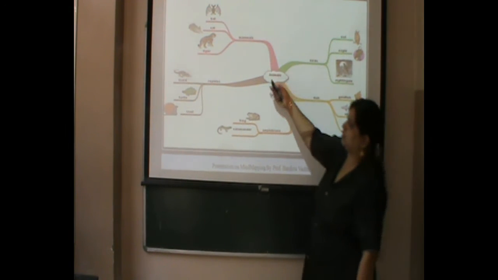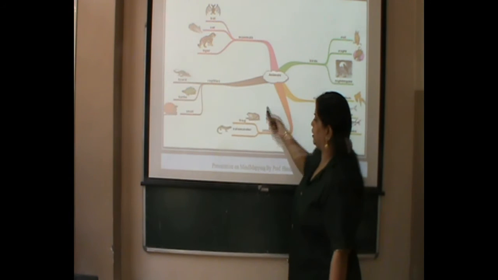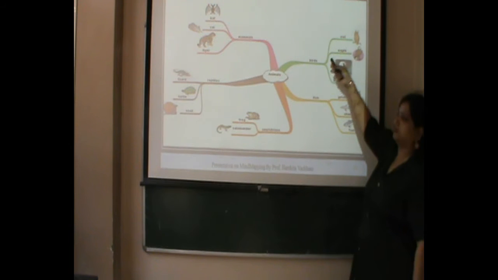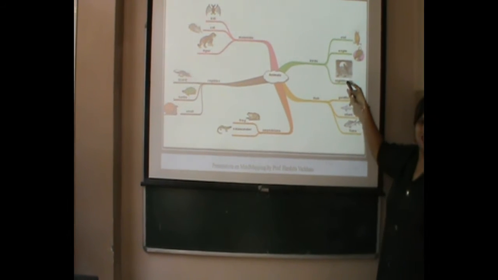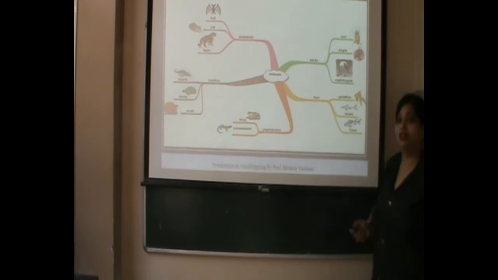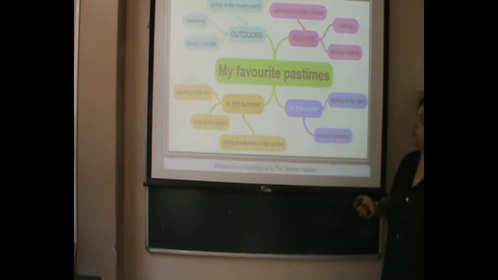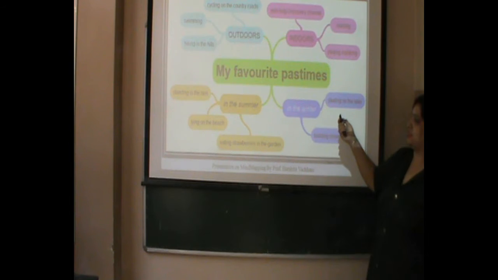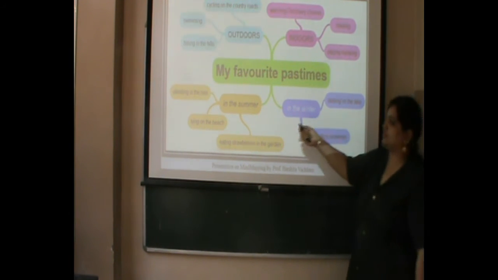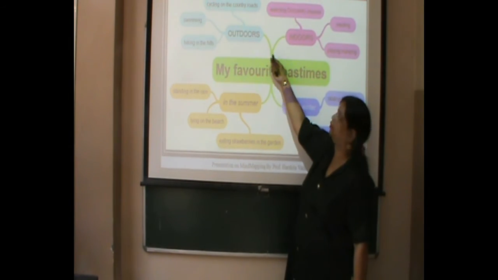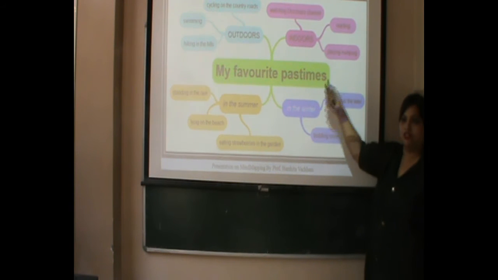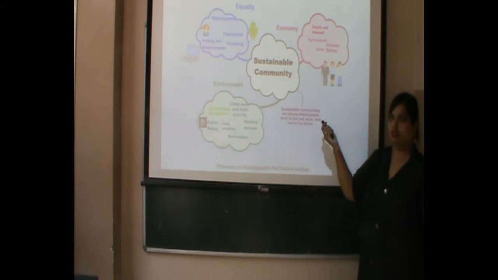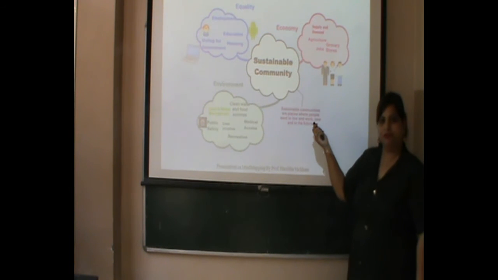Now, animals can be of types: mammals, reptiles, amphibians, then birds and all. And what are birds? The types and all, and if I put pictures, images, it becomes easy for me to remember. Now, this is again drawn by some app. My favorite pastime: in winter, what am I going to do; in summer, what will I do; in the outdoors, what will I do; in the indoors, what will I do. So this is one kind of mind map. This is again a mind map drawn through the app.